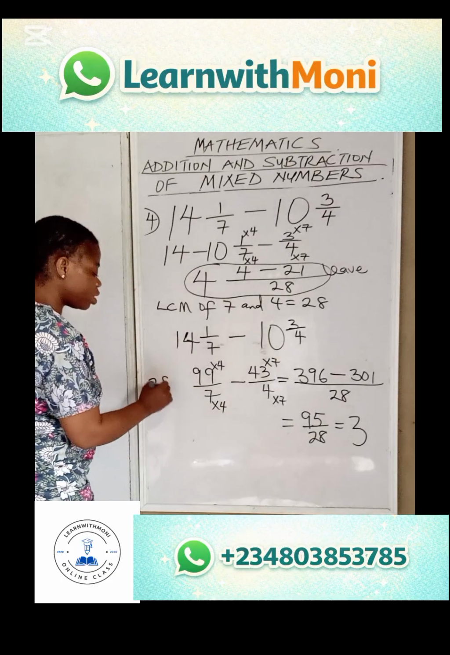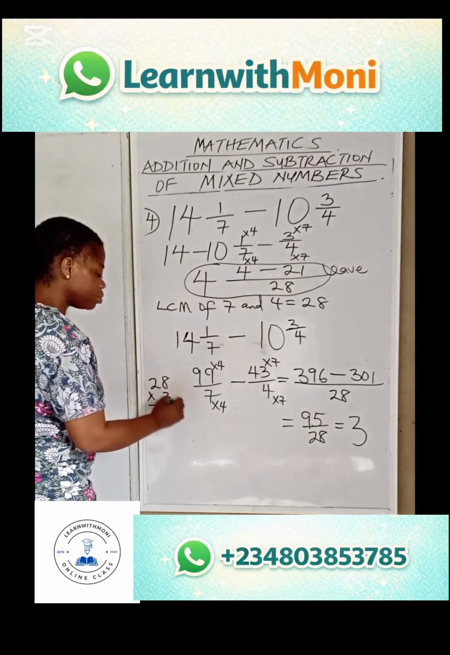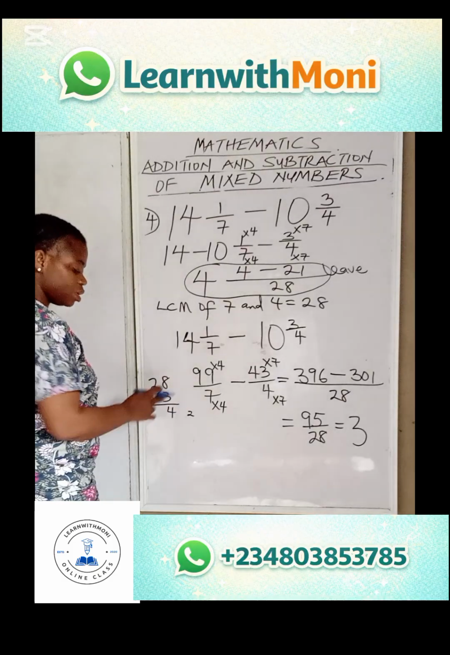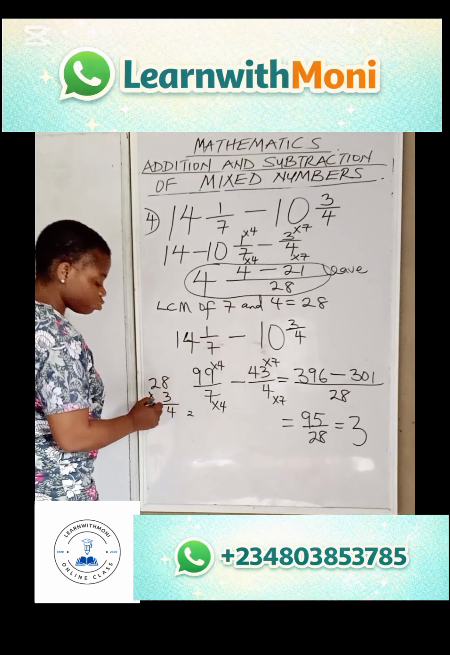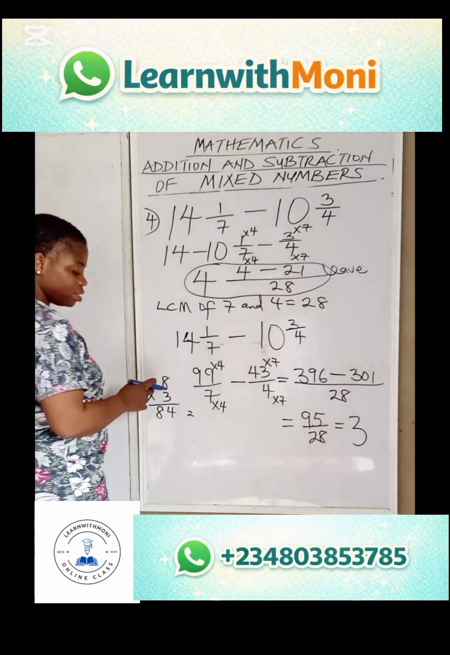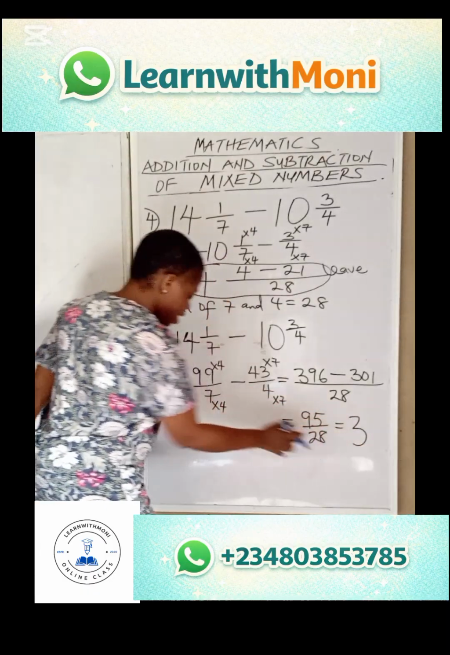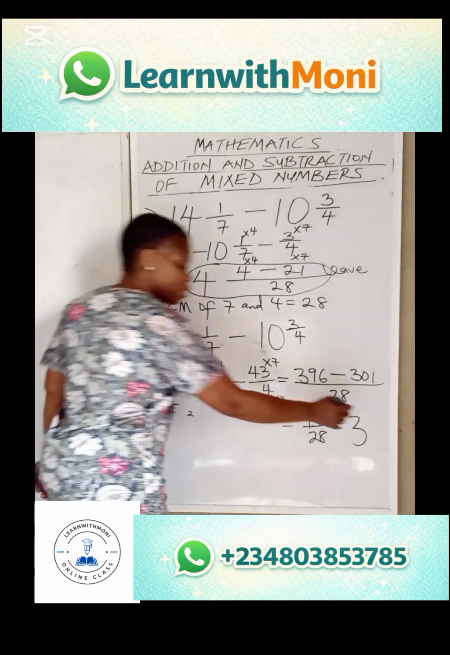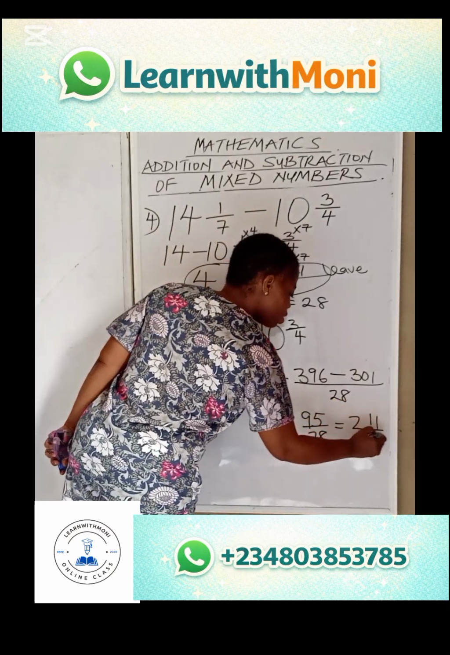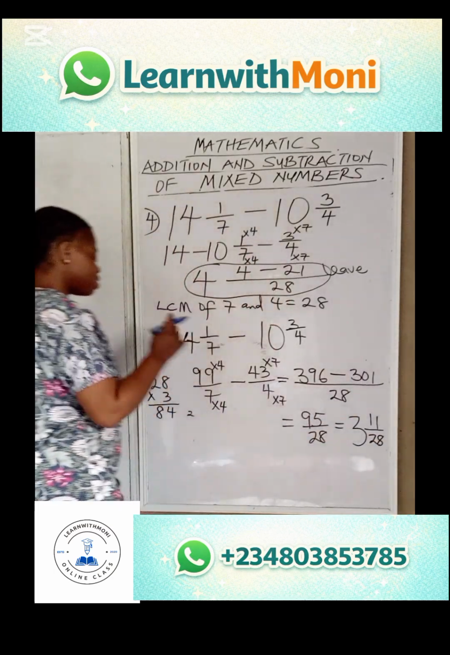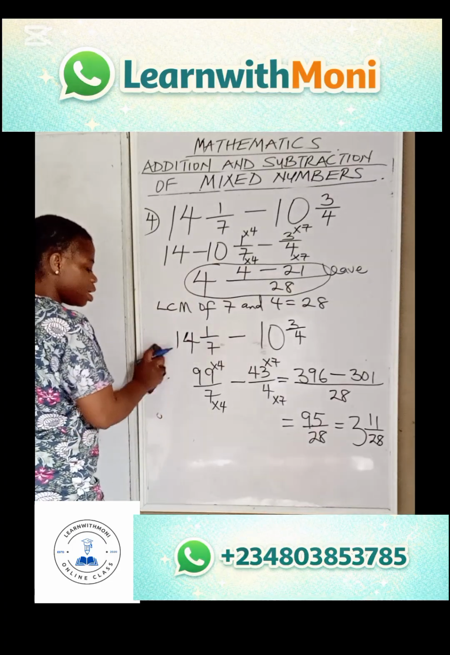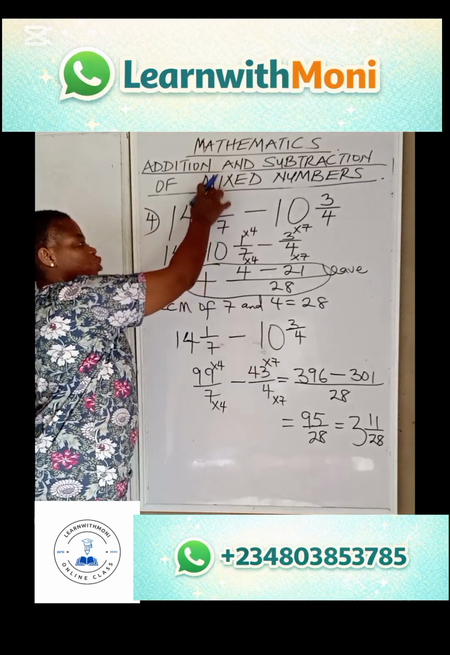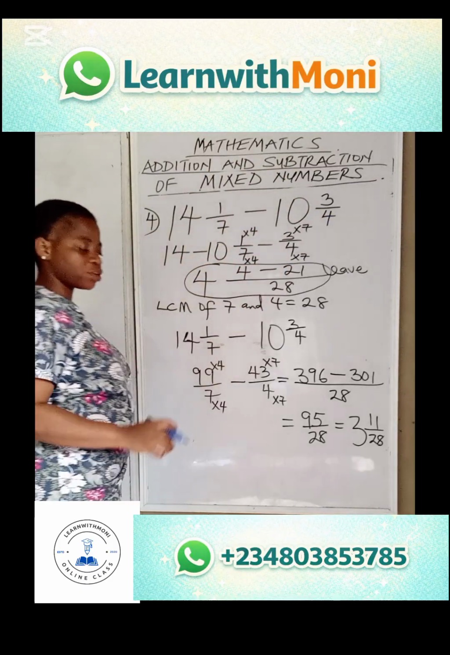Let's see. 28 times 3. 3 times 8 is 24. Write 4 and save 2. 3 times 2 is 6. 6 plus 2 is 8. That's 3 of 28 gives 84. When we remove 84 from 95, you'll be left with 11 over 28. That is another method you can use when the first fraction is bigger than the second fraction.